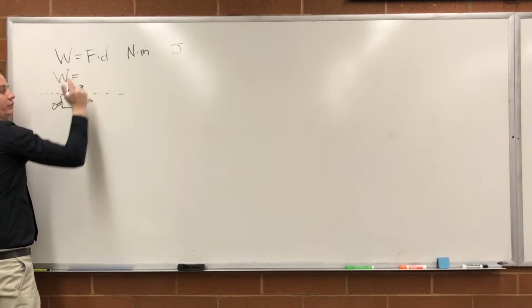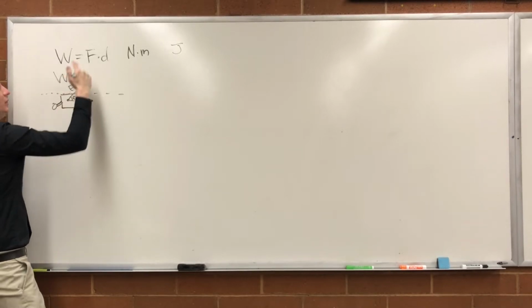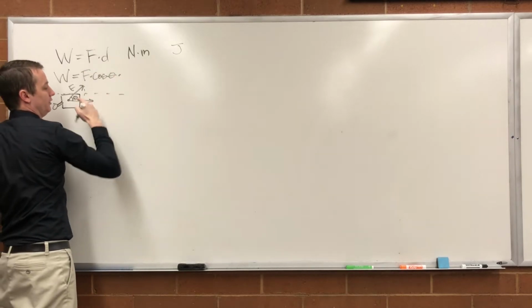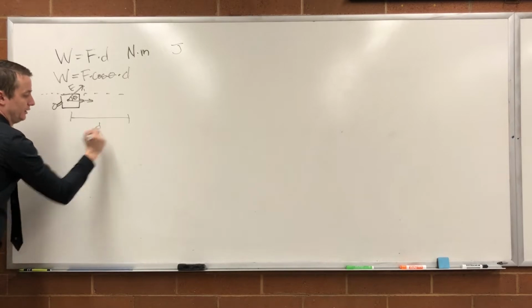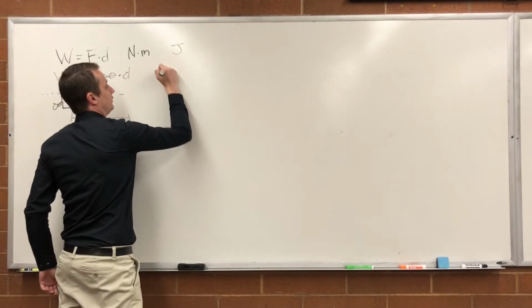Here's our force, that vector. What's the magnitude of this thing? Cosine of theta. So it's F times cosine theta times the distance that we actually move it. If we move it distance d, times d. We call that d.